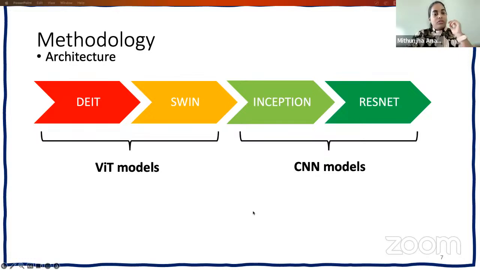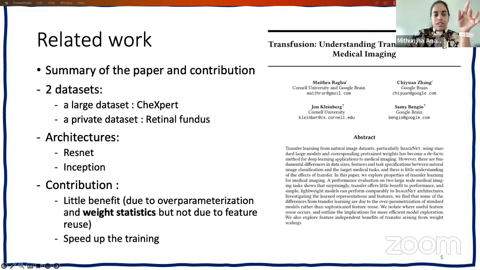In addition to Inception and ResNet, which are CNN-based models, they are also using DeiT and Swin transformer models. DeiT is the data-efficient image transformer by Facebook, and this is a Swin transformer. These two are the ViT-based models, these two are the CNN-based models, but in the related work I showed earlier, they only use CNN-based models.